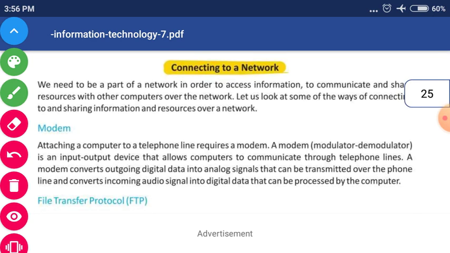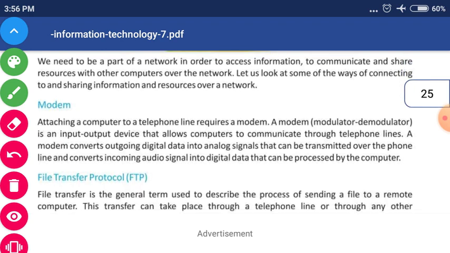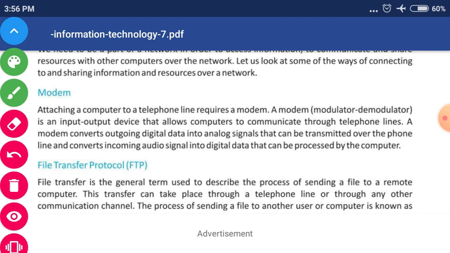Next part is connecting to a network. To connect to any network, we require certain things. The most common thing is the modem. What does a modem do? A modem generally communicates or transfers your information from digital to analog or analog to digital, vice versa.